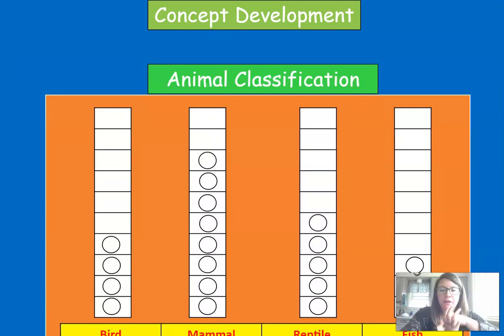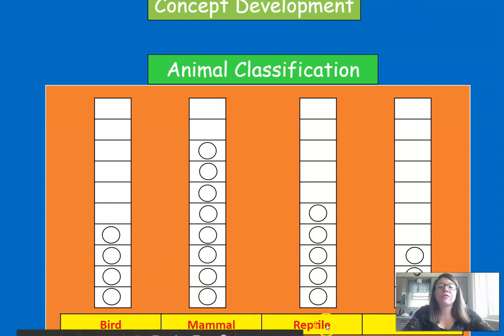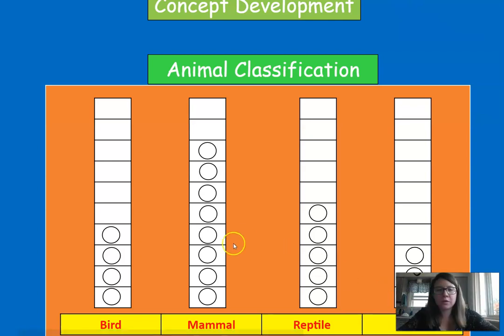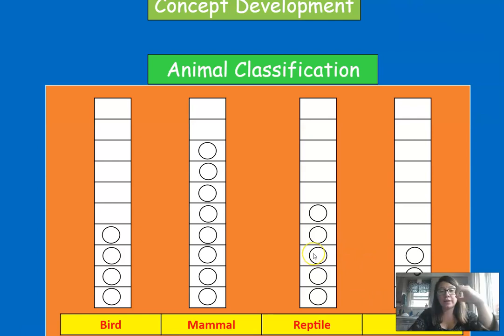So I have this graph right here that I made already. Let me see if I can move this down a little bit so you can see. Okay, so as you know, animals can be classified into different categories. So we have birds, mammals that are warm-blooded, reptiles like cold-blooded, and fish. So I went around and I just named a bunch of animals and I classified them. So I have 1, 2, 3, 4 birds, 1, 2, 3, 4, 5, 6, 7, 8 mammals, 5 reptiles, and 3 fish. Each circle represents one different animal.